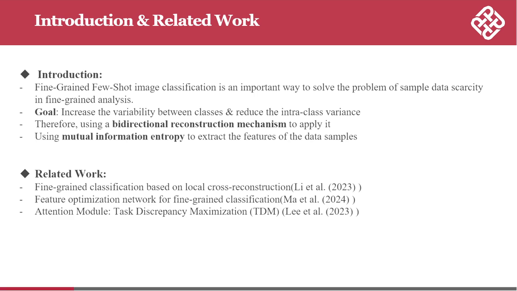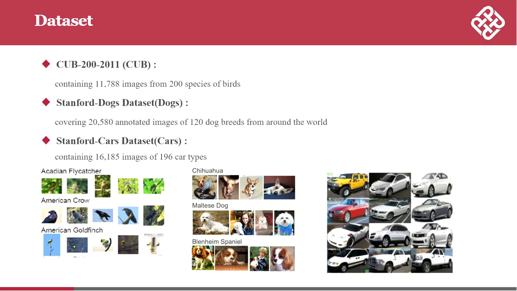Other researchers have tried different methods. For example, they used local cross-reconstruction, built feature optimization networks, and created an attention model. We tested our method on 3 datasets: the CUB dataset, the Stanford Dogs dataset, and the Stanford Cars dataset. These datasets are hard because the differences between classes are small, but the variations within each class are big.